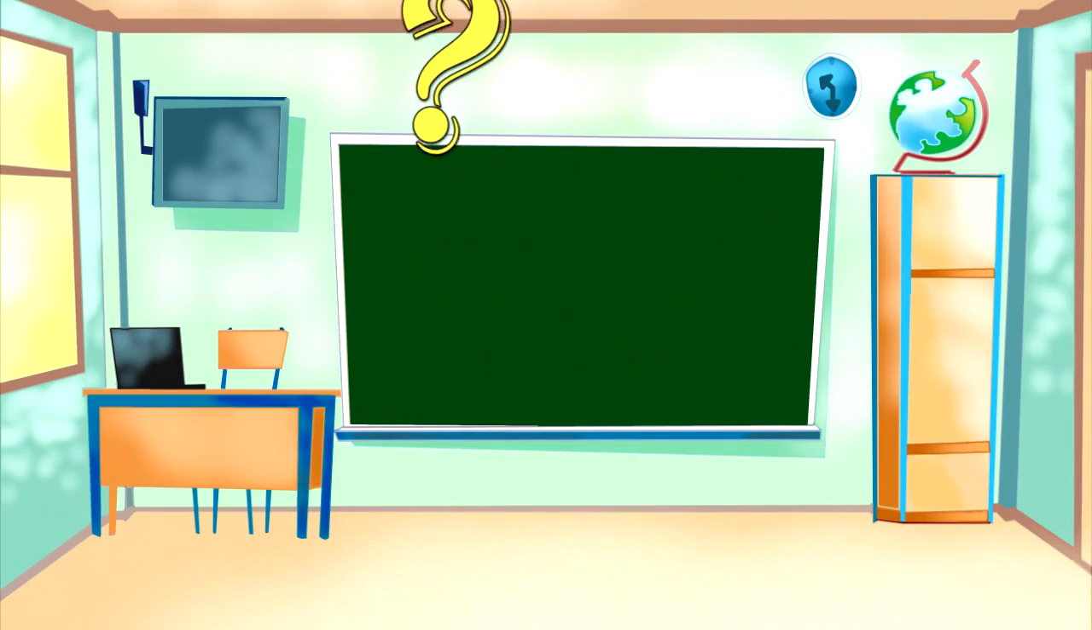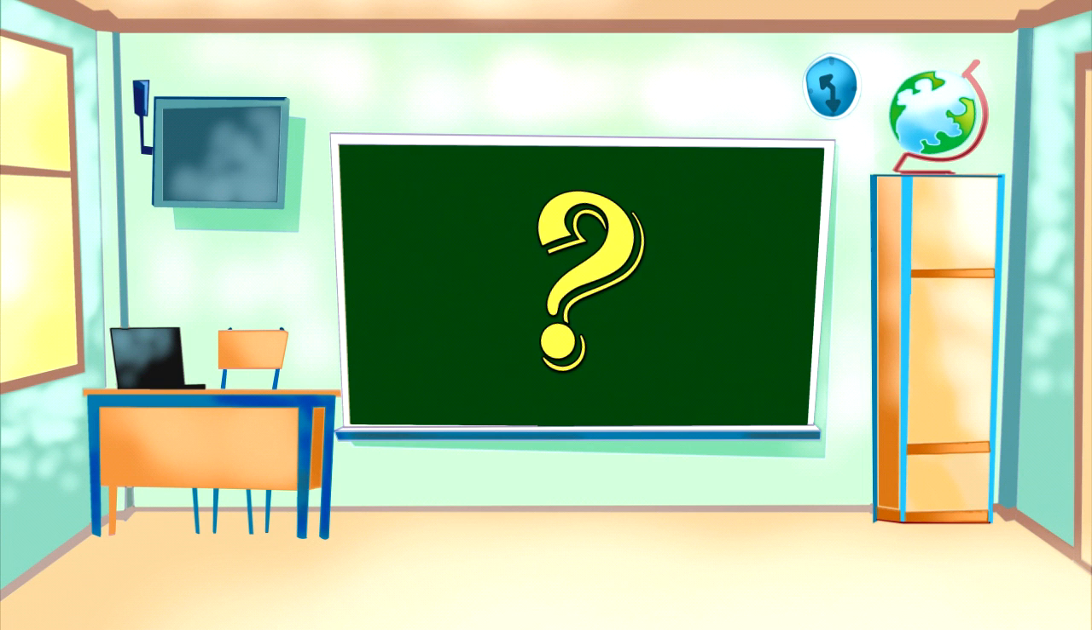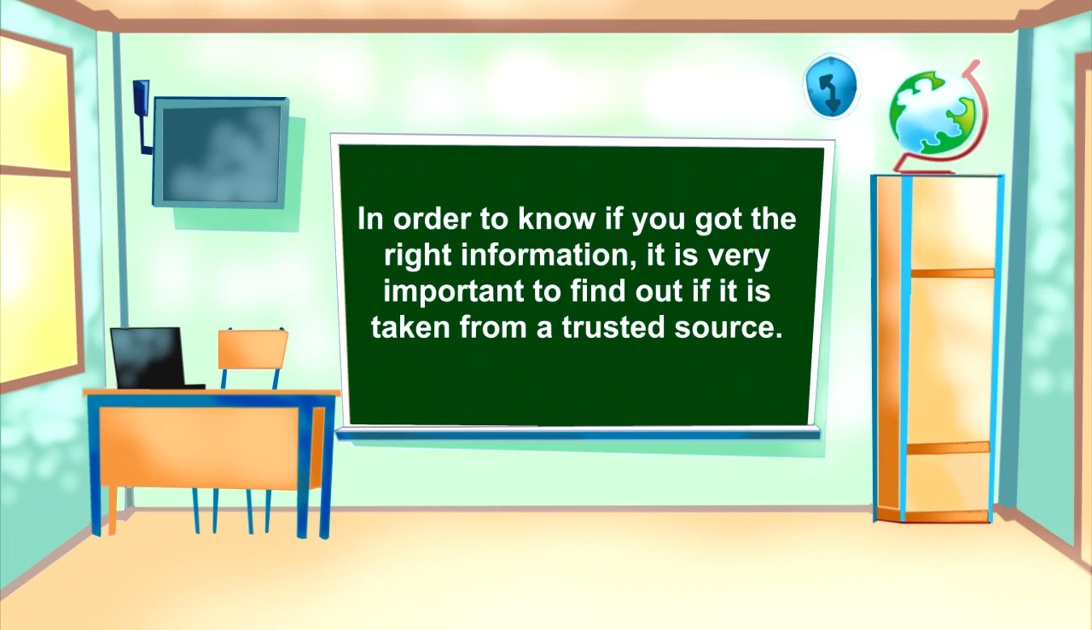How will you know if you have the right information from a certain source? In order to know if you got the right information, you need to find out if it is taken from a trusted source. It is also very important to check first the type of information you read or hear before trusting them. Did you get it right, learners? Alright, very good.